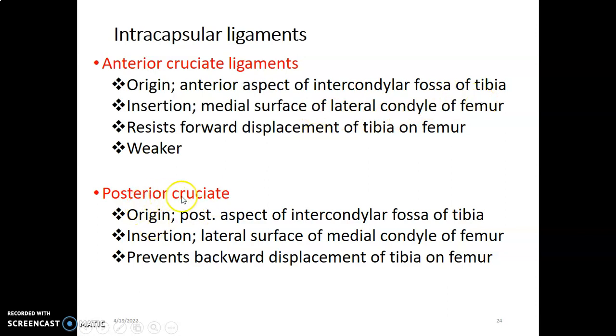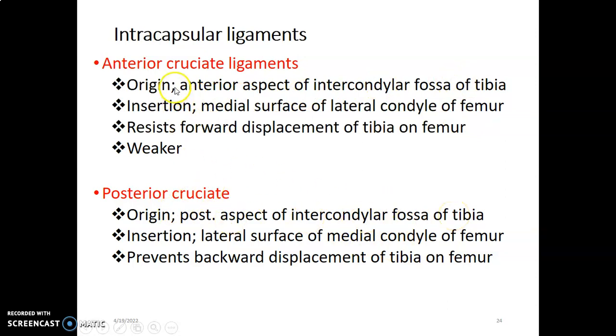Okay? Remember, posterior cruciate is on the posterior aspect of the intercondylar fossa. Anterior cruciate is the anterior aspect of the intercondylar fossa. That's the origin. Insertion, anterior cruciate on the medial surface of what? The lateral condyle of the femur, while posterior cruciate is on the lateral surface of the medial condyle of the femur. So you need to be keen about that because your MCQs will tend to confuse you. Medial surface, lateral condyle, medial condyle. Anterior part of intercondylar fossa, posterior part of intercondylar fossa.